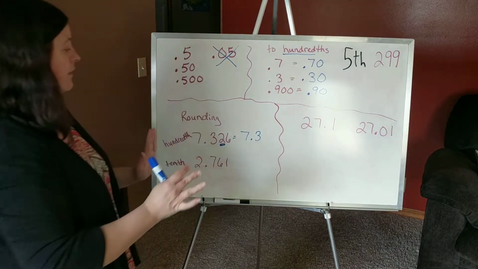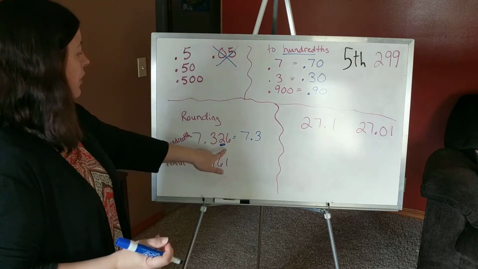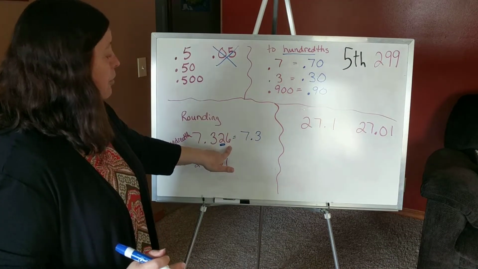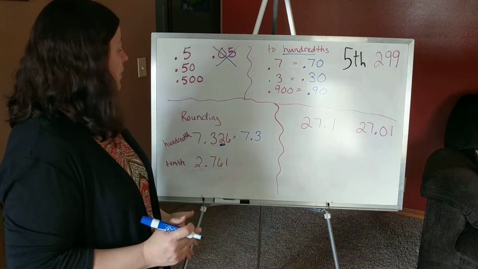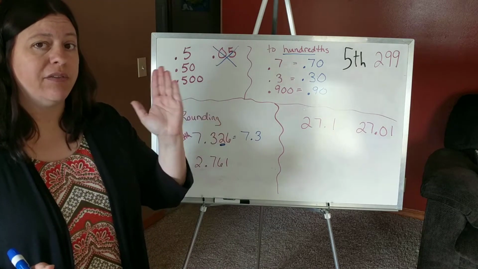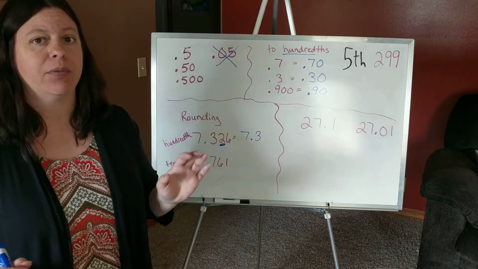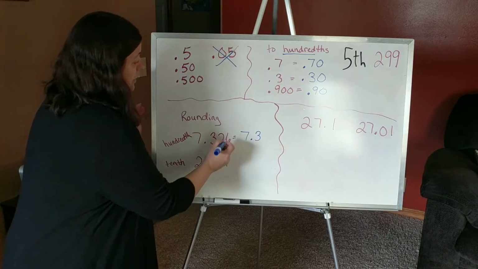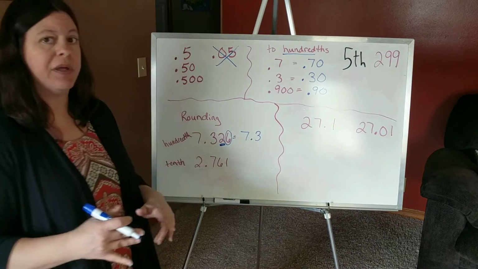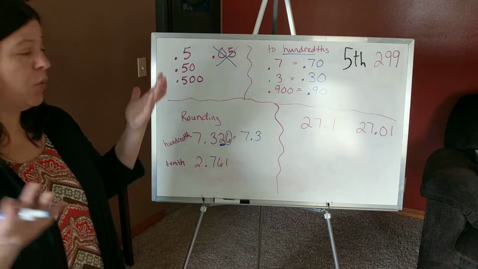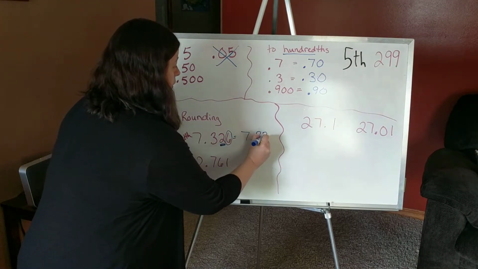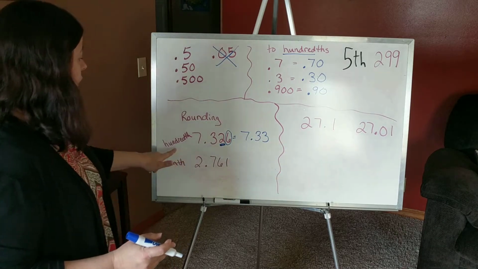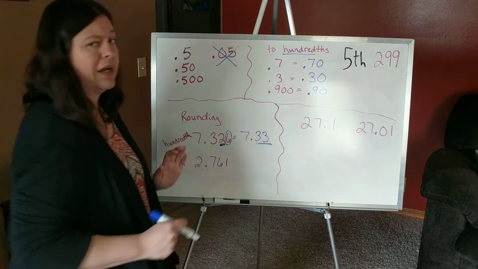So the 7.3 is going to stay the same. The 2 is the number I'm rounding. The number behind it is going to tell me what to do. Just like regular rounding, if the number behind it is a 5 or more, I'm going to round up. If the number behind it is a 4 or less, I'm just going to drop that end number off and I'm going to leave that number I was rounding the same as it was. In this case, I have a 6 telling me what to do. 6 tells me I'm going to go up one number. So I'm going to change the 2 to a 3. So my rounded number is going to be 7.33. And remember, if it says hundredths, I need 2 spots behind my decimal.